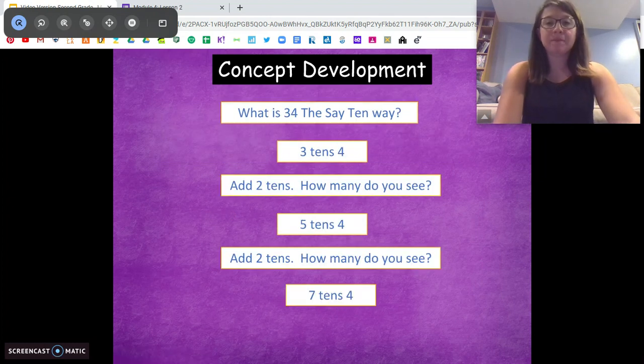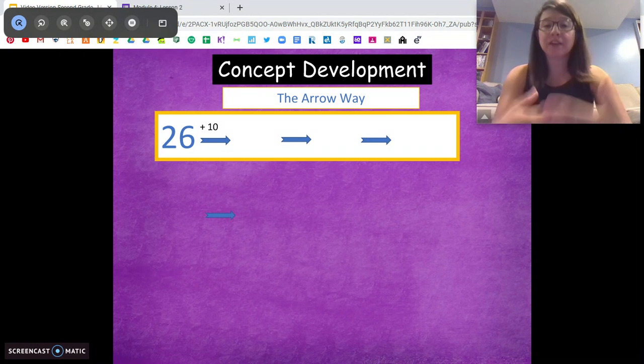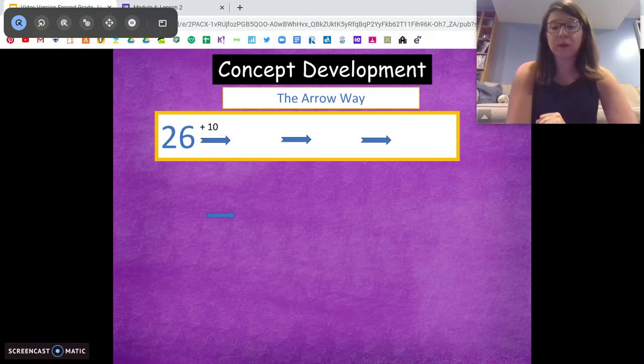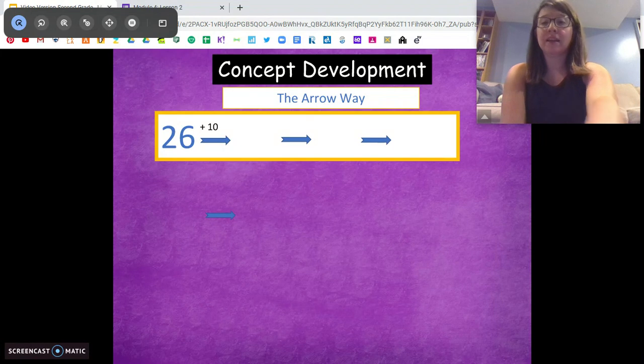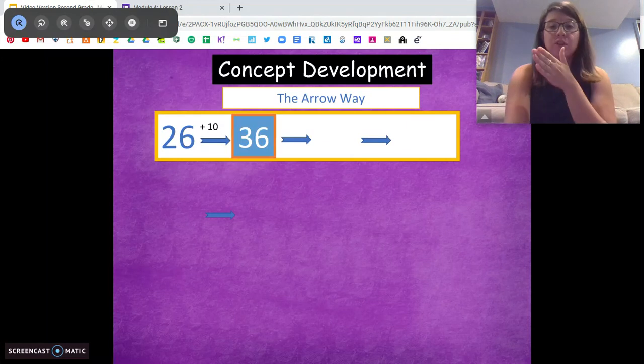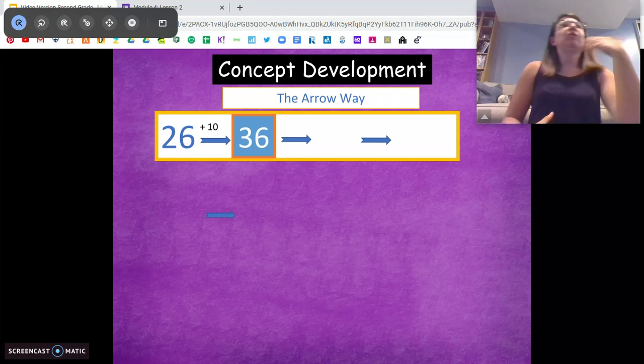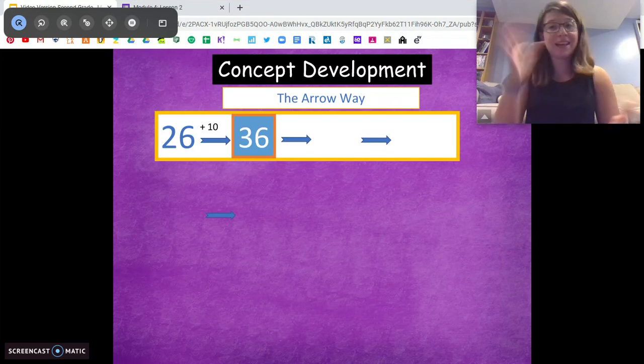So this is what we're going to get into today. When we're adding numbers, what we can do is do it the arrow way. Here's how you do that. So if we're starting at 26 and we want to add 10, we can draw an arrow to show that we're adding that 10. So 26 plus 10 is 36. Now the arrow can represent any number. You could add 2 this way, you could add 5, you could add 7, whatever it is. 10's easy for us though.